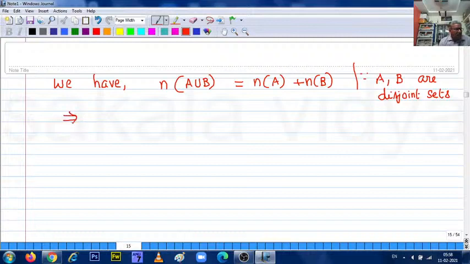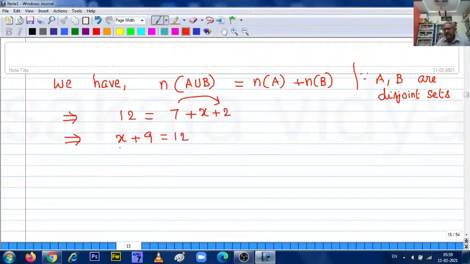n of A union B is equal to how much? Given 12. This is equal to n of A, which is 7, plus n of B, which is x plus 2. So we can write this as x plus 7 plus 2. 7 plus 2 is 9, equal to 12. We need the x value. How do you find it? Take 9 to this side. So x is equal to 12 minus 9, that is 3. Therefore x is equal to 3. This is the answer.